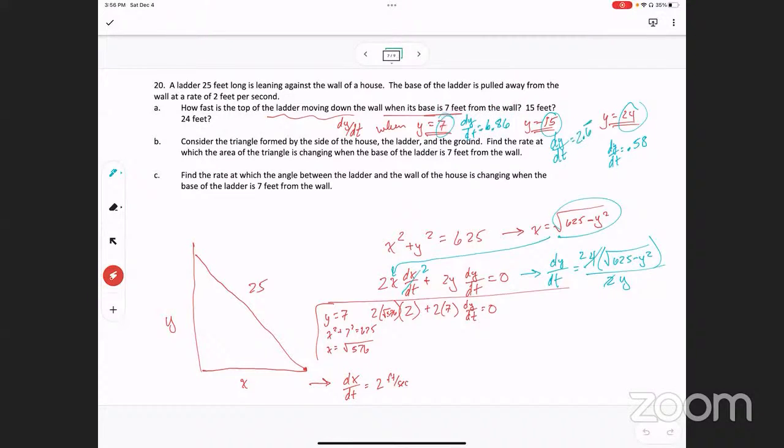When y equals 7, y equals 24, how fast... When the base is 7 feet from the wall, 25 feet from the wall. Something doesn't make sense with this answer. How fast is the top of the ladder moving down the wall? Okay, now I feel like we didn't do this right. Because when is it going to be moving faster? At the start of it falling or at the end of it falling? End of it, I think. Yeah, at the end of it, it should be moving faster.